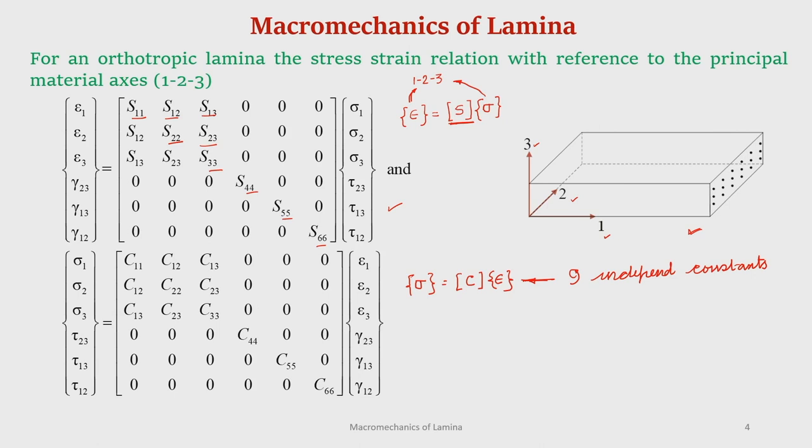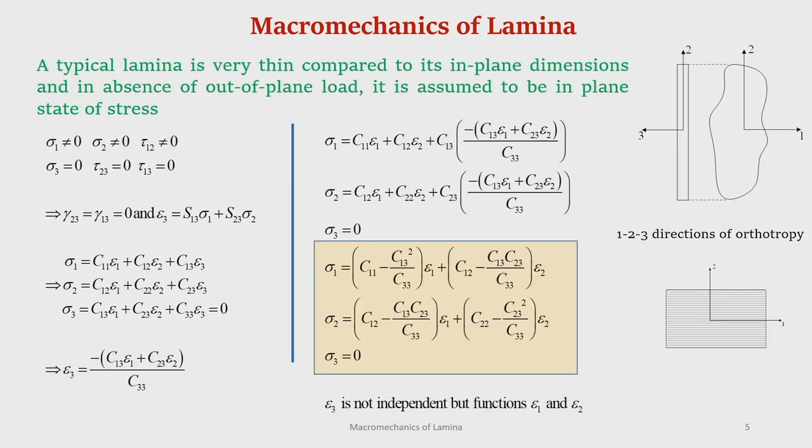Now, a typical lamina, because it is very thin, is shown here. Say the lamina is very thin; this is the thickness. In fact, it is much thinner compared to its in-plane dimension. And suppose no out of plane load is applied, it could be assumed to be in a state of plane stress. What is plane stress?